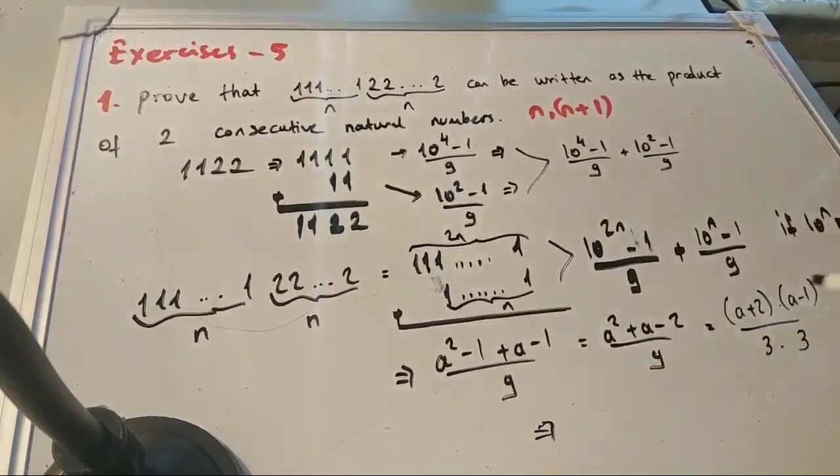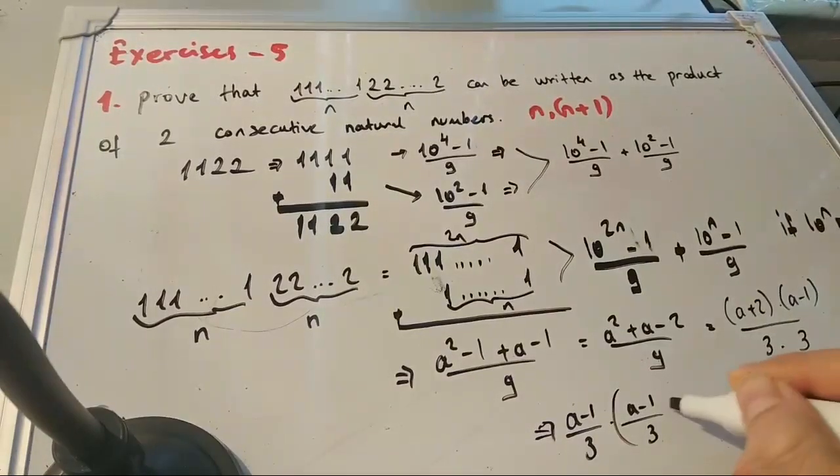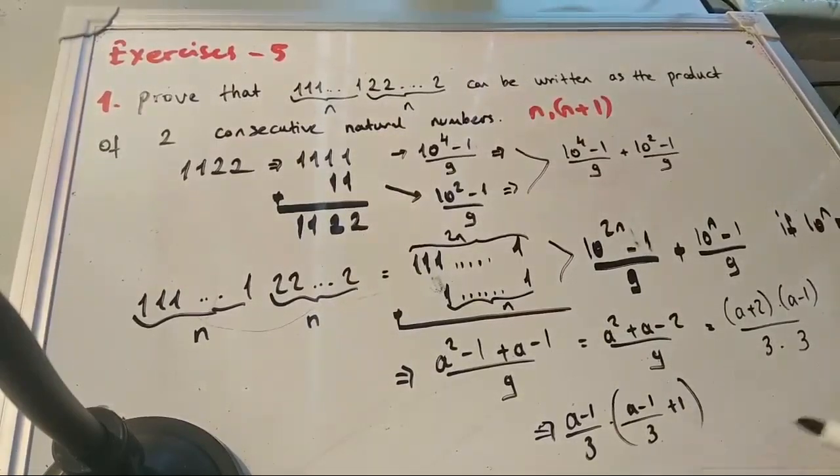Actually, a minus 1 over 3 times a minus 1 over 3 plus 1. Instead of a plus 2 over 3, we can write a minus 1 over 3 plus 1. So these two numbers are consecutive natural numbers. Okay, did you understand?